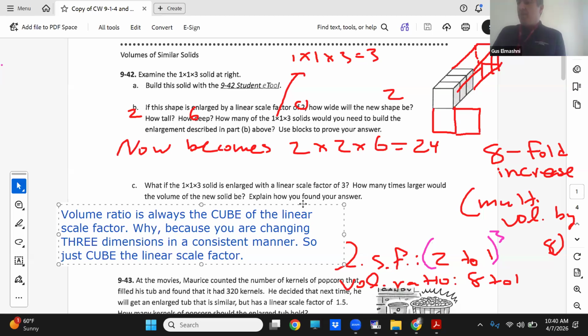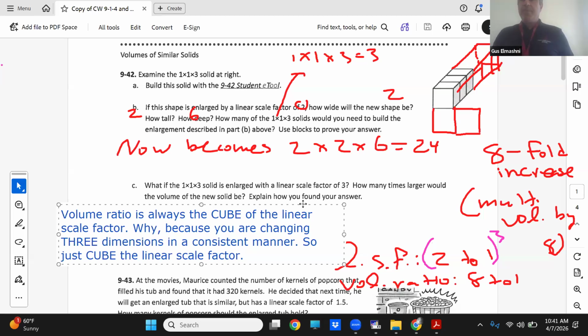So if you can see that and visualize that, and that's what the whole part of the e-tool was, but I don't want to click on the link. I don't want to find it. I don't feel like it. So I think hopefully you guys can visualize, trust me, that's what's happening. So if you double the length, width, and height, or whatever depth, you're actually increasing the volume by 8 times as much. So same thing, part C, 1 by 1 by 3 solid. It's enlarged with a linear scale factor of 3. Okay.